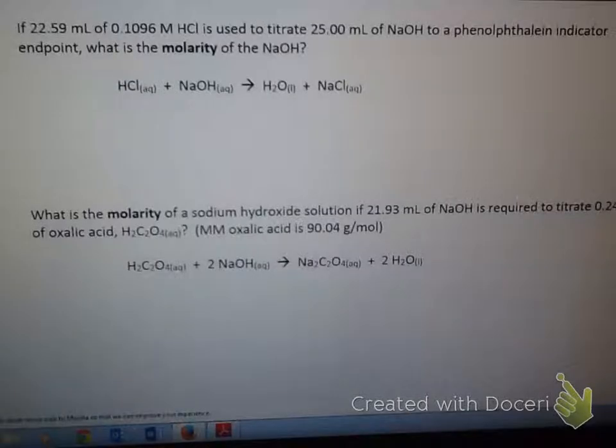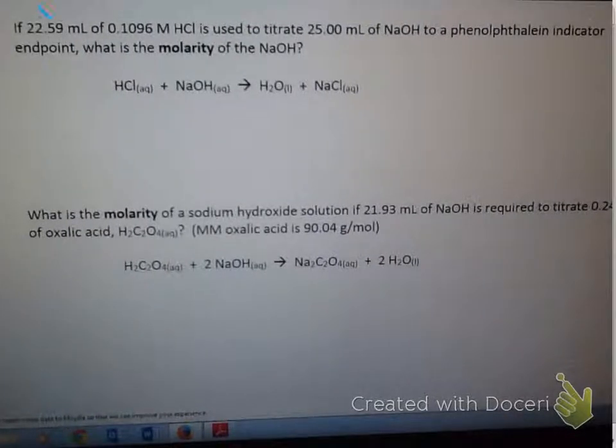So here's this first problem. It says if 22.59 milliliters of 0.1096 molar HCl, let's just stop there. Here we're given a volume of HCl in milliliters, so we know the volume of HCl, and we're also given the molarity of HCl. So we know the molarity and volume of HCl that's used to titrate. So this is our titrant. This is our known compound that we're going to put inside of our burette. It is used to titrate 25 milliliters of sodium hydroxide.